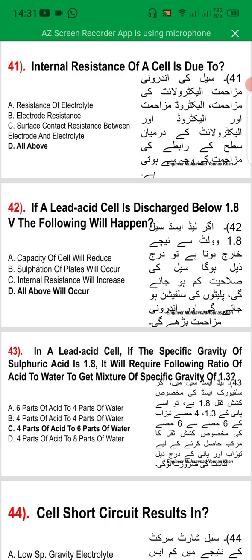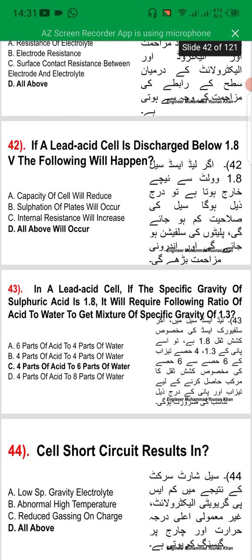If a lead acid cell is discharged below 1.8 volt, the following will happen: capacity of a cell will reduce, sulfation of plate will occur, internal resistance will increase, all above will occur.